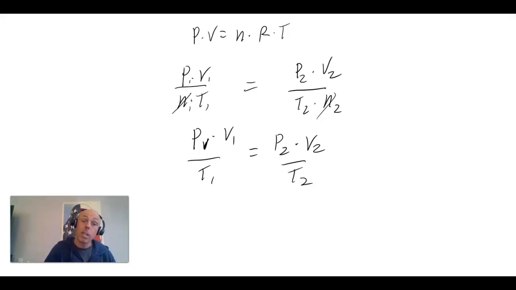This is something you do have to remember or be able to derive on your own. It is not on this equations and constants sheet. Let's see how we use this in a practice problem. Again, this is the combined gas law, allowing us to figure out maybe what the new temperature of a gas will be when the pressure and volume change, or what the new volume might be when the pressure and temperature change.